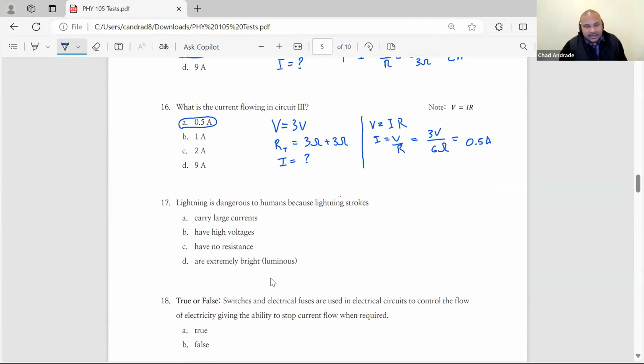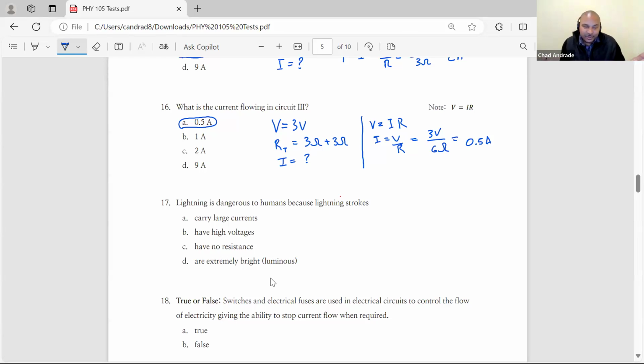Question 17. Lightning is dangerous to humans because lightning strokes do what? Does it carry large currents? Does it have high voltages? Does it have no resistance? Or is it the fact that it's extremely bright? Is brightness dangerous? Brightness can be, a lot of photons hitting your eyeballs, but I don't think that's the issue. I don't think it's the fact that it has no resistance, and it's not necessarily the fact that it has high voltages.